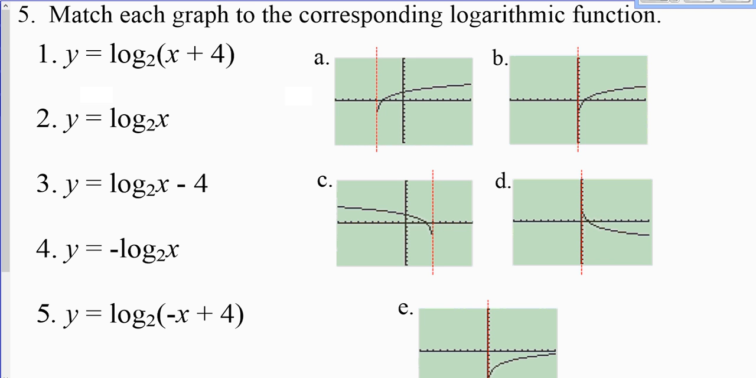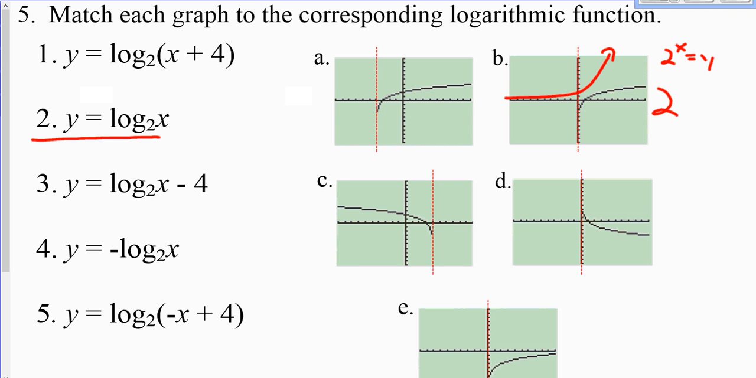So on number 5 here, if we're given some graphs, we want to do some matching. Best thing to do is kind of look for your parent function. So I'd identify that in 2 and think, all right, I need to find something with an intercept at 1, 0. And that's going to be this graph here, B. So this matches with 2. It's increasing. I know this is coming from my parent function. That would be 2x equals y, which would be something like this.